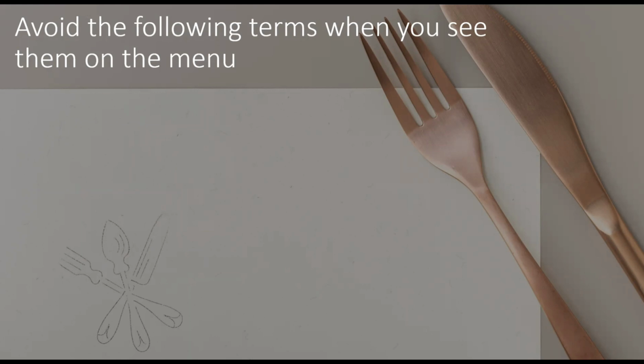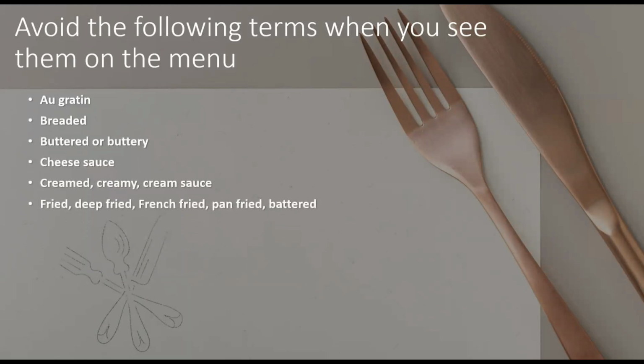When dining out, carefully evaluate the menus. Pay attention to the item description and ingredients. Avoid the following terms when you see them on the menu: au gratin, breaded, buttered or buttery, cheese sauce, creamed, creamy, cream sauce, fried, deep fried, French fried, pan fried, battered, gravy, southern style, crunchy, crispy, loaded, pastry, rich, smothered.